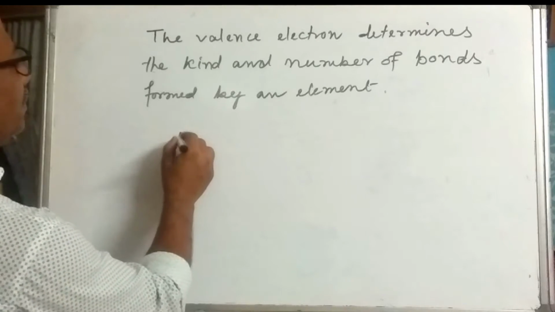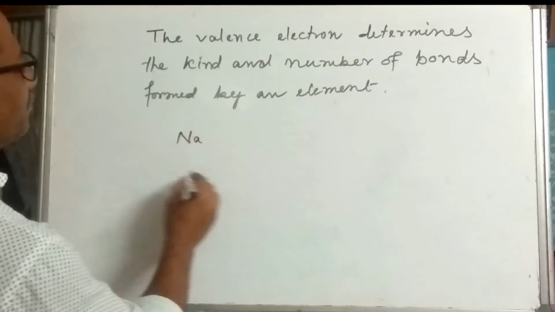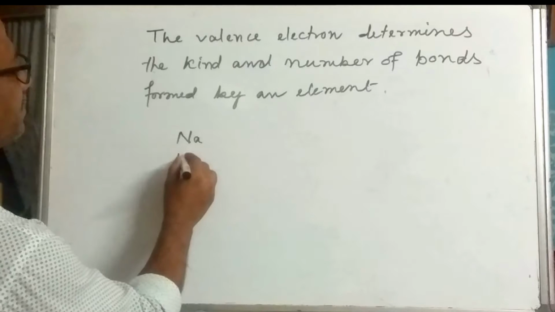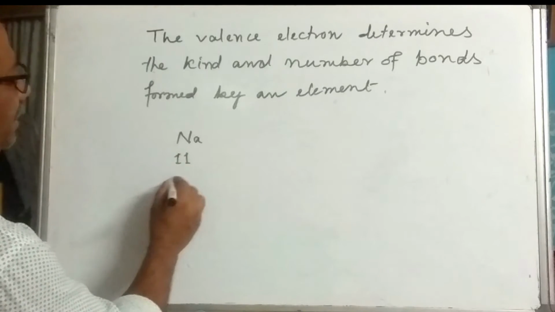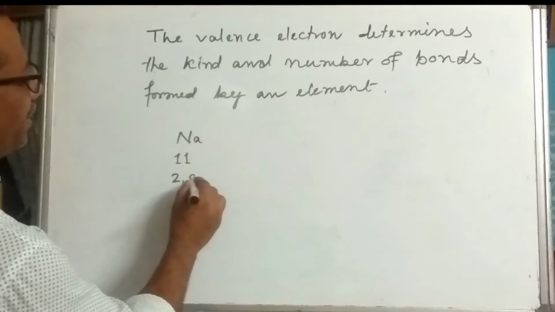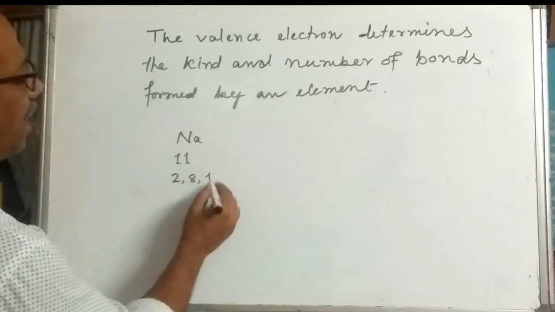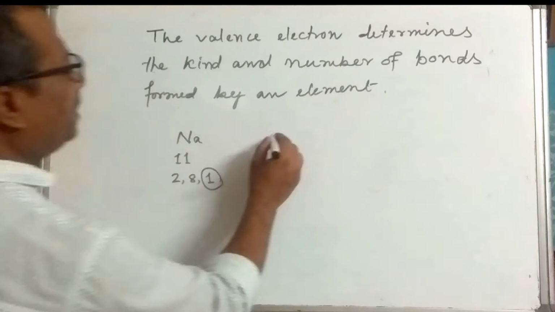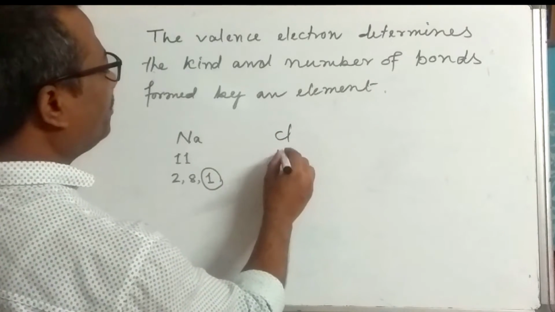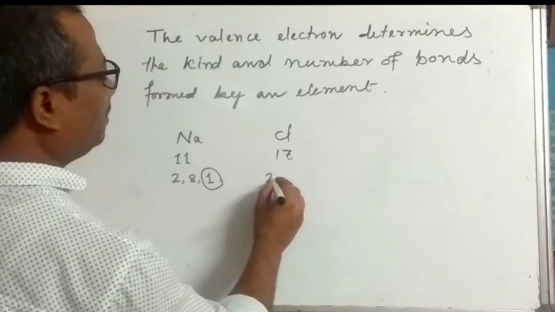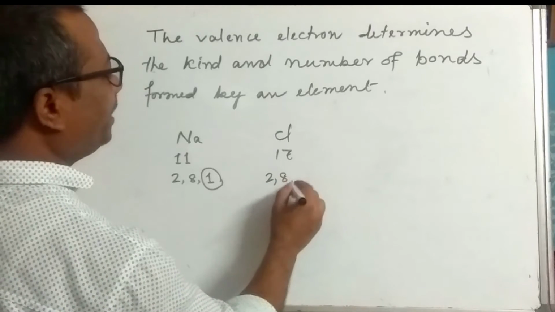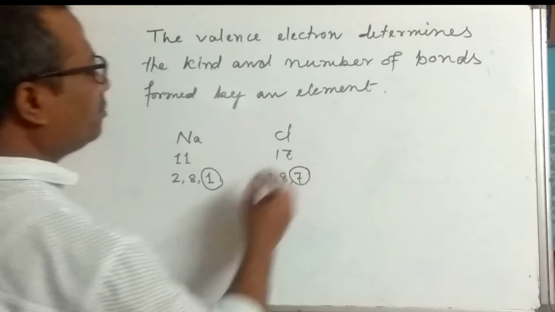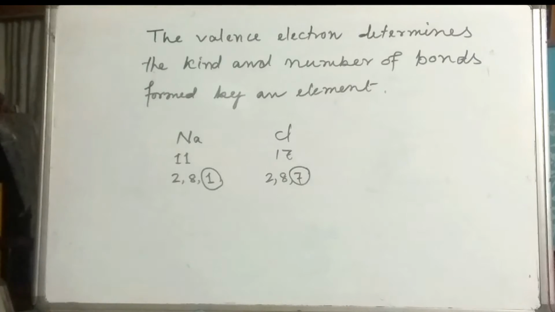Now you see the sodium. Sodium's atomic number is 11. So the electronic configuration is 2, 8, 1. That means on the outermost cell it has 1 electron. Similarly, chlorine: the atomic number of chlorine is 17. The electronic configuration is 2, 8, 7. On the outermost cell there are 7 electrons.